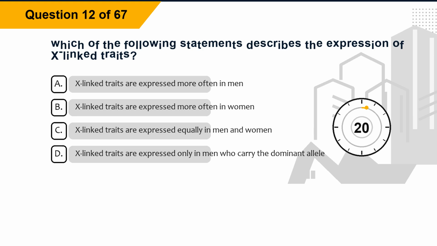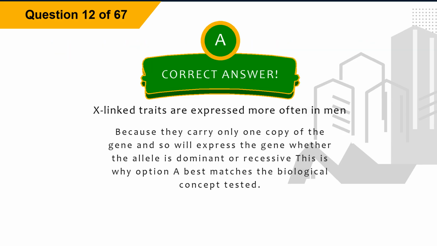Question 12. Which of the following statements describes the expression of X-linked traits? Option A, X-linked traits are expressed more often in men. Option B, X-linked traits are expressed more often in women. Option C, X-linked traits are expressed equally in men and women. Option D, X-linked traits are expressed only in men who carry the dominant allele. The correct answer is option A, X-linked traits are expressed more often in men. Explanation. Because they carry only one copy of the gene and so will express the gene whether the allele is dominant or recessive. This is why option A best matches the biological concept tested.